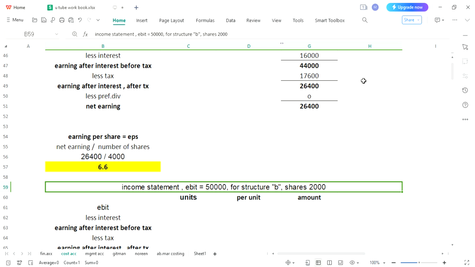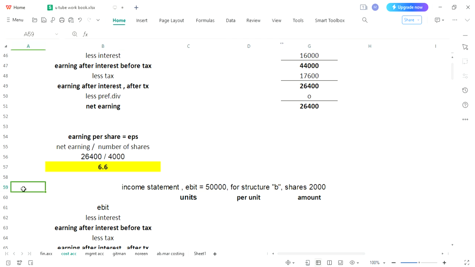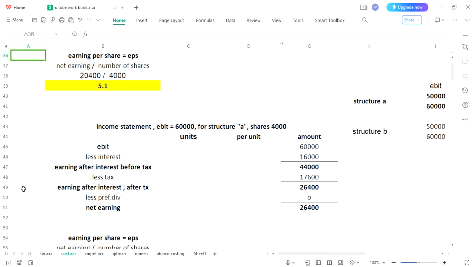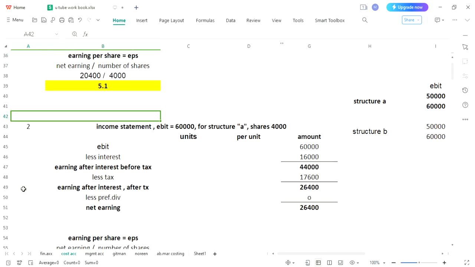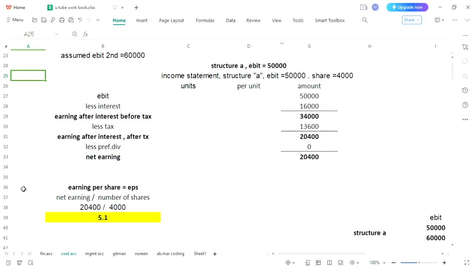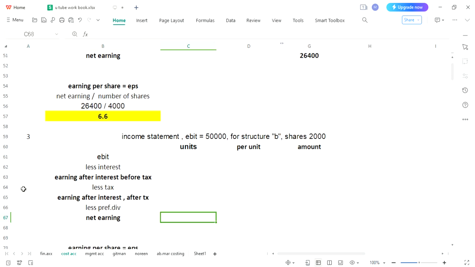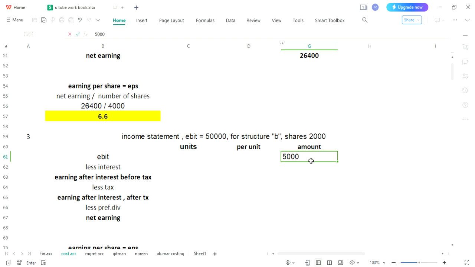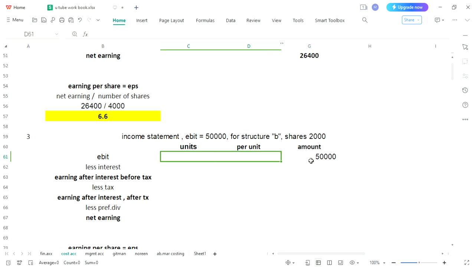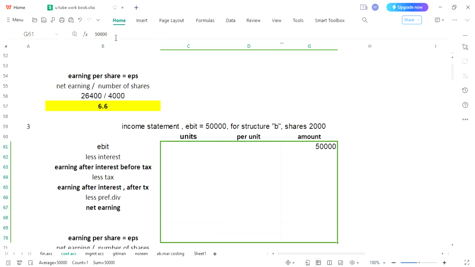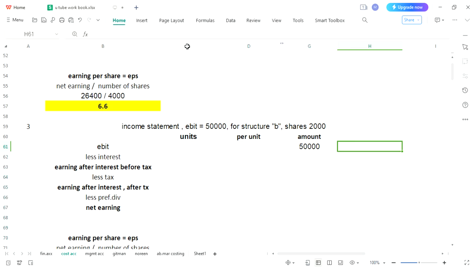This is our third income statement. We have created already two. This was the second, and here we created our first income statement. So the third income statement we are making, where the number of shares is 2000 and EBIT is 50,000, so we will start with 50,000. Kindly keep in mind this is for structure B, where everything would be put in a different way because the ratios are different.